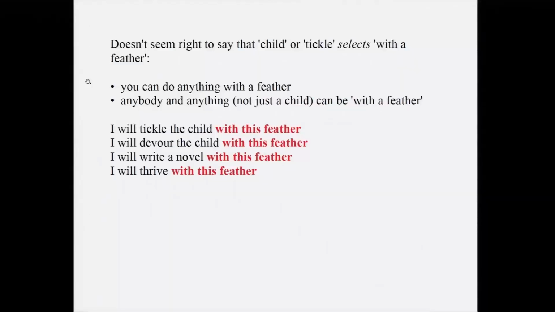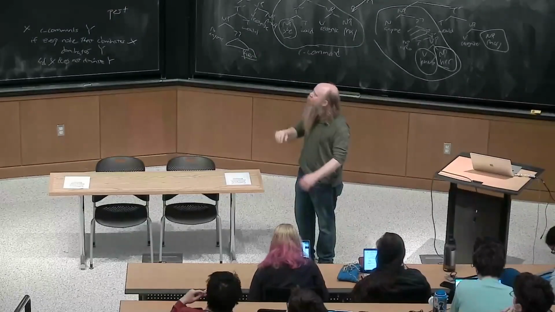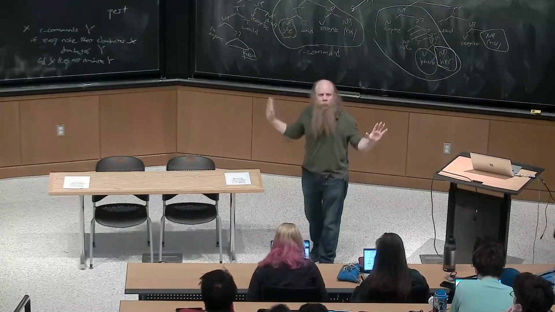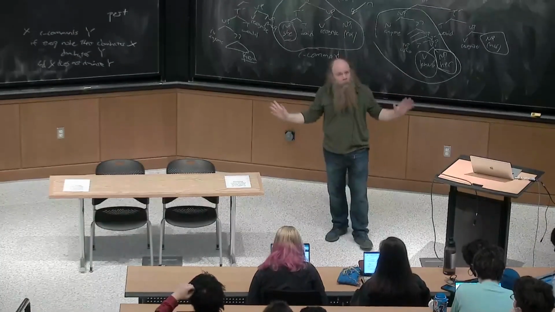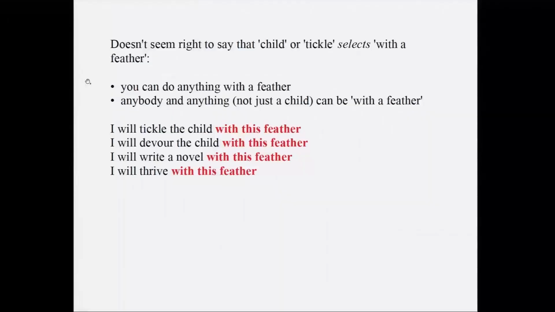"I will tickle the child with the feather." I think we talked about this in class: it could mean I will use the feather to tickle the child, or I will tickle, possibly with my fingers, the child who has a feather. That's absolutely right. But "with the feather" is even more adaptable than I made it sound. It can combine with noun phrases and with verb phrases. And it can always combine with noun phrases.